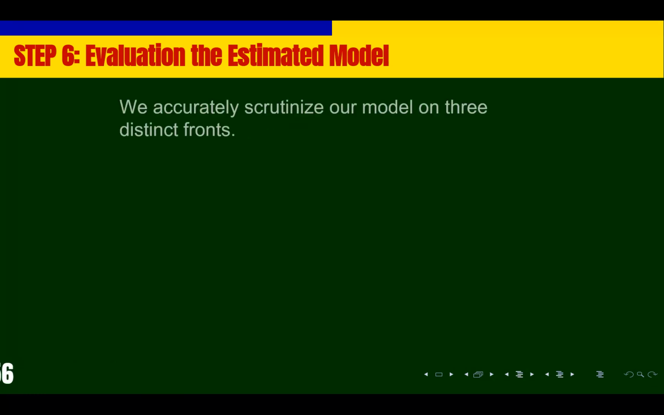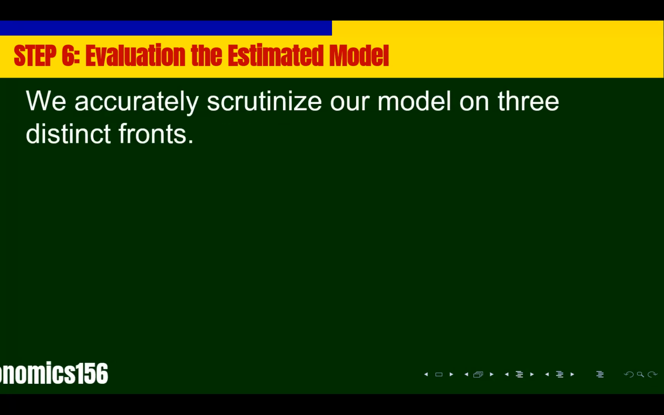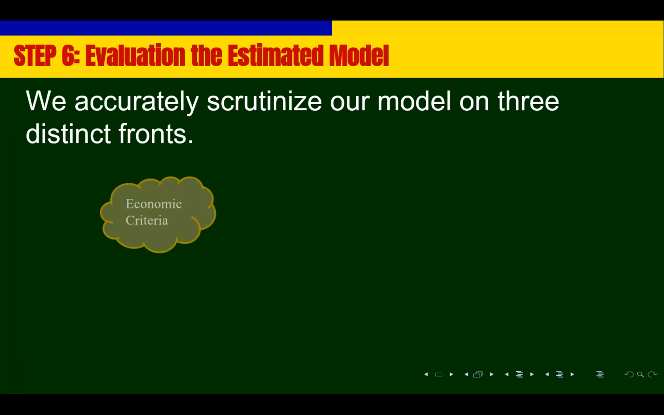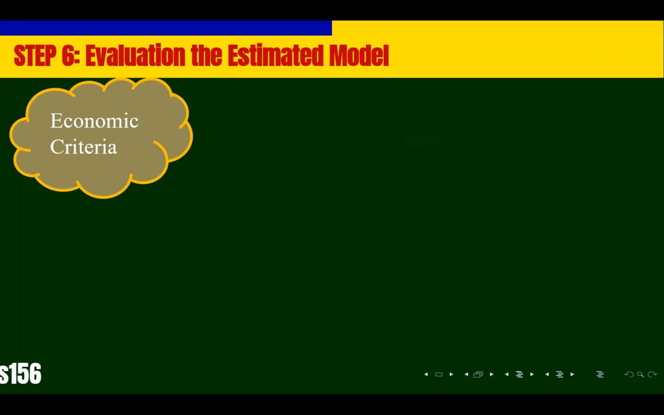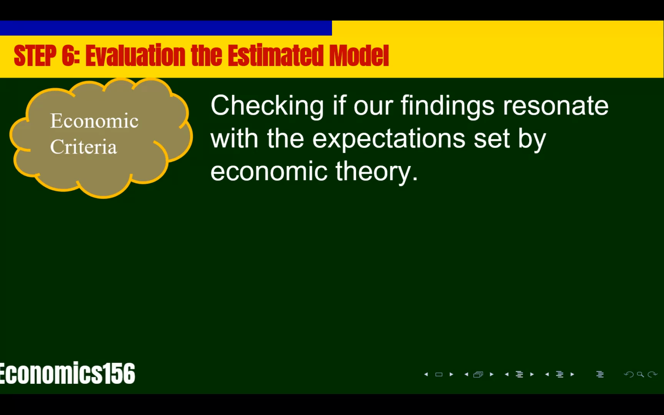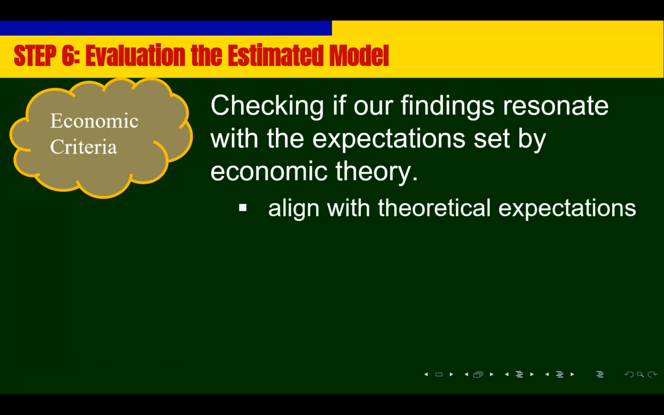Now, let's gracefully transition to Step 6, where we meticulously scrutinize our model on 3 distinct fronts. This phase is akin to a thorough examination of our performance, ensuring that every element aligns with precision and purpose. The first front of scrutiny is economic validity, akin to meticulously checking if our findings resonate with the expectations set by economic theory. It's comparable to ensuring that the narrative we've woven aligns seamlessly with the plot we initially envisioned.